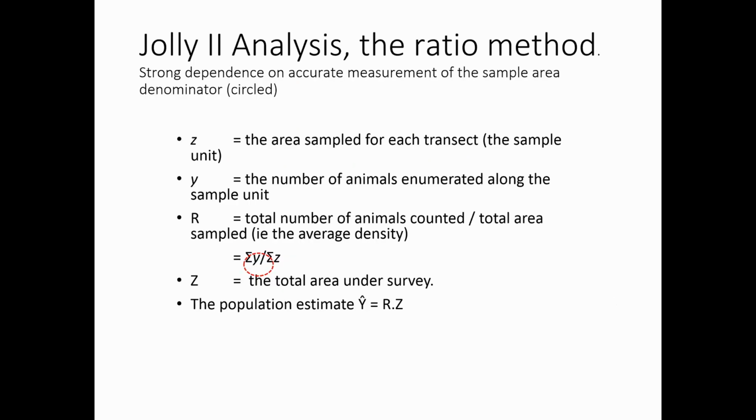Now, Jolly 2 analysis is very simple. I'm not going to deal with the derivation of the sampling error at this point. But Z is the area sampled for each transect. Y is the number of animals enumerated along the transect, and so R is the animals, which is the total number, divided by the total area sampled, the average density. And what you do is simply multiply that average density by the size of your survey area, and you get your population estimate Y.